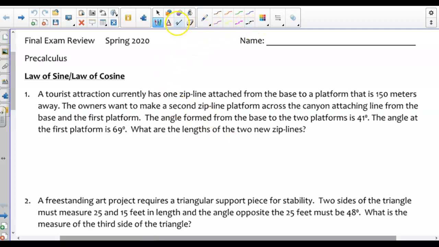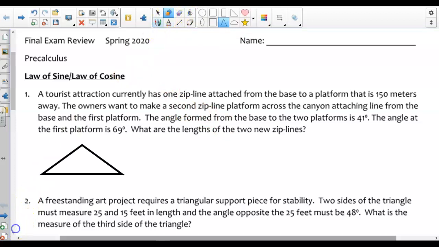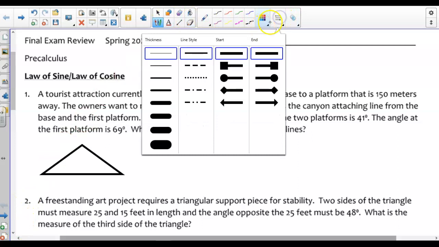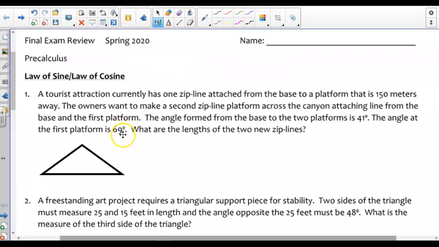But I'm going to do a quick sketch here. Let me find a triangle I can throw up here. Alright, there's my triangle. And we're going to label this side platform 1, and then we have platform 2 and base. Now, they said from the platform, this is 150 meters away, right? 150.